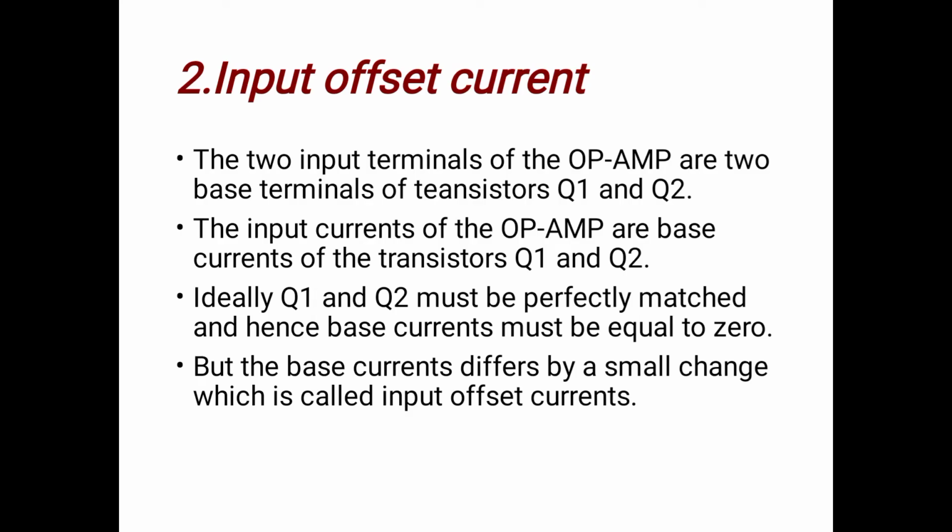Second one, input offset current. The two input terminals of the op-amp are two base terminals of transistors Q1 and Q2. The input currents of the op-amp are base currents of the transistors Q1 and Q2. Ideally, Q1 and Q2 must be perfectly matched and hence the base currents must be equal. But the base currents differ by a small change, which is called input offset current. And this was the circuit diagram of the input offset current.